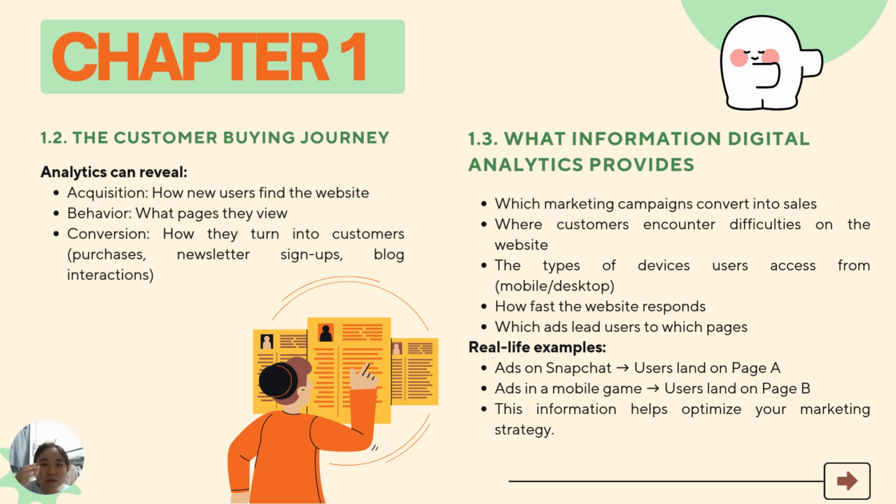And next, what information does digital analytics provide? First is which marketing campaigns convert into sales, where customers encounter difficulties on the website, and the types of devices users access from, mobile, desktop, and how fast the website responds. The last one is which ads lead the user to which pages. So a real life example is when we see ads on Snapchat, the user can land on page A, or ads in a mobile game, they can land on page B. And this information helps optimize your marketing strategy.